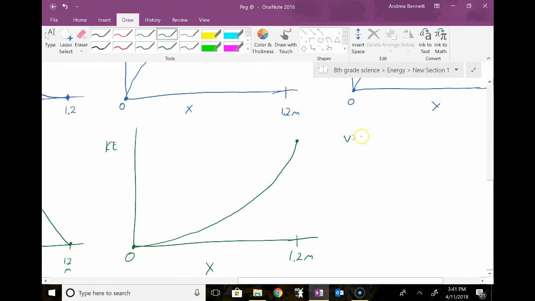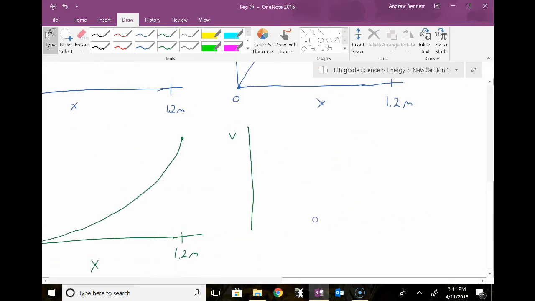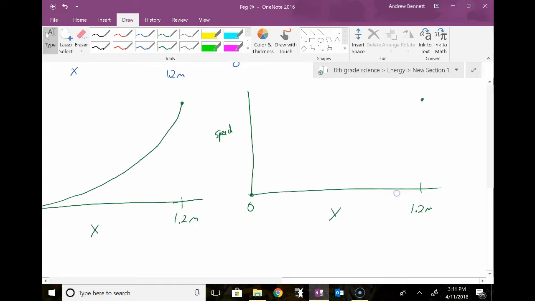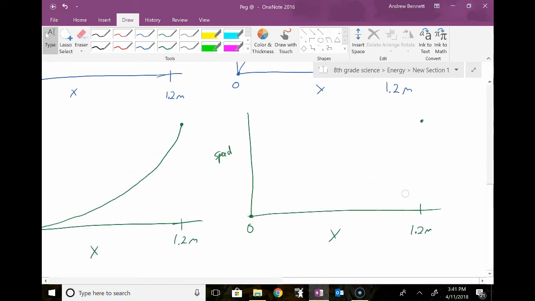And then last one, our speed graph should look like our kinetic energy graph. Speed and kinetic energy are very closely tied. Start at a speed of 0 and at our maximum speed. So I wrote a V, we'll have it there, speed. And I guess I was doing it on the blue one too. Oh well. And then we have a slow change at the beginning and a rapid change at the end.